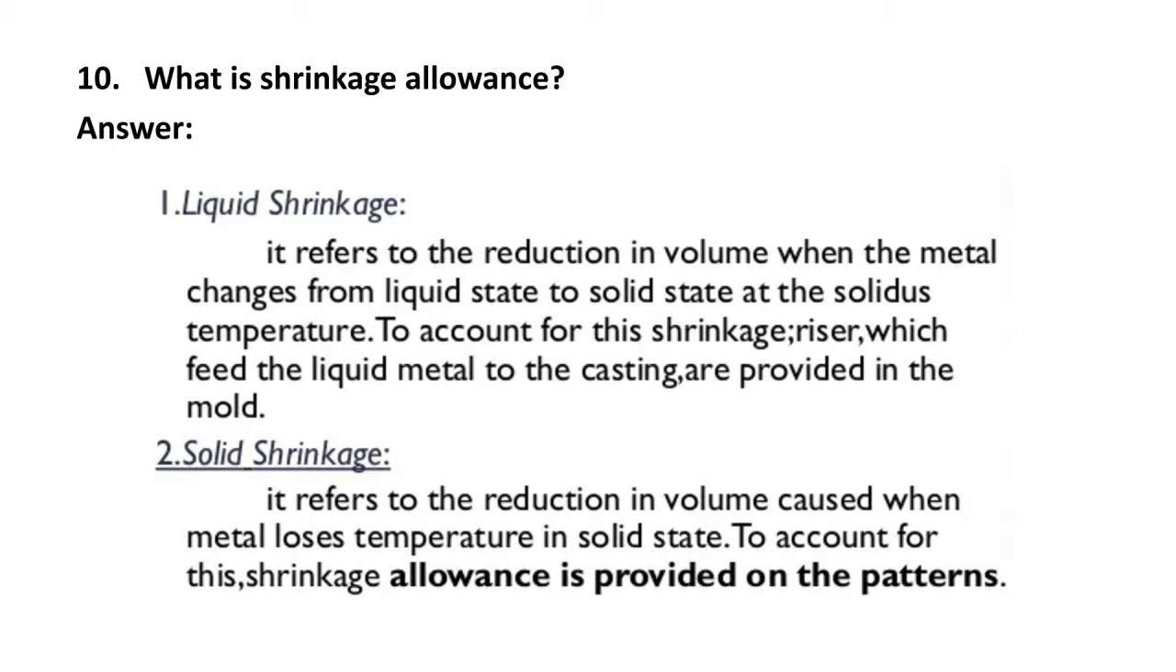Then solid shrinkage, it refers to the reduction in volume caused when the metal loses temperature in a solid state. To account for this, shrinkage allowance is provided on the pattern. So the solid shrinkage is provided over the pattern, whereas for liquid shrinkage, the extra molten metal is fed in the riser.